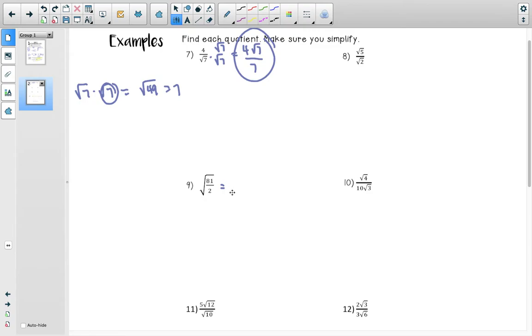Okay. I'm going to go to 9 because it's kind of like 8, but with an extra step. So we're going to take this and separate it. Square root of 81, square root of 2. Because as that radical on the bottom, we're going to multiply the top and bottom by the square root of 2.